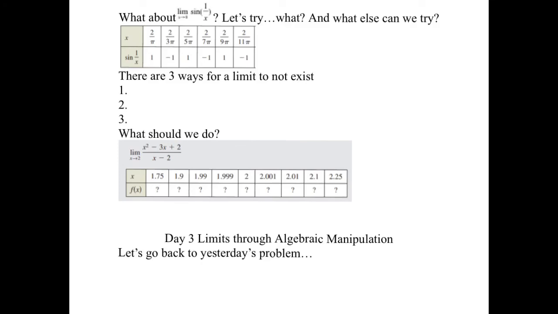Okay, so what we are going to conclude after seeing the graph is that you recognize this function oscillates, therefore we can say that the limit does not exist.